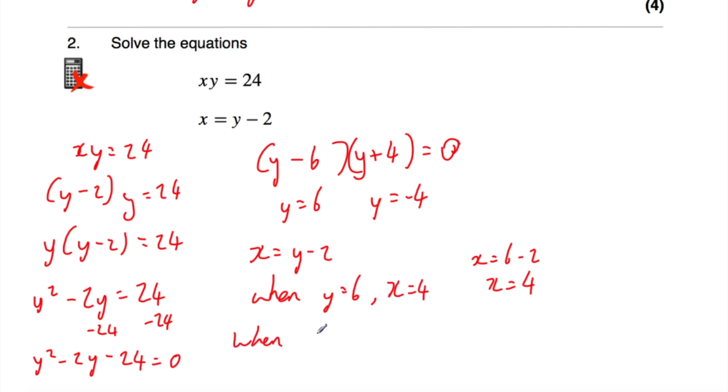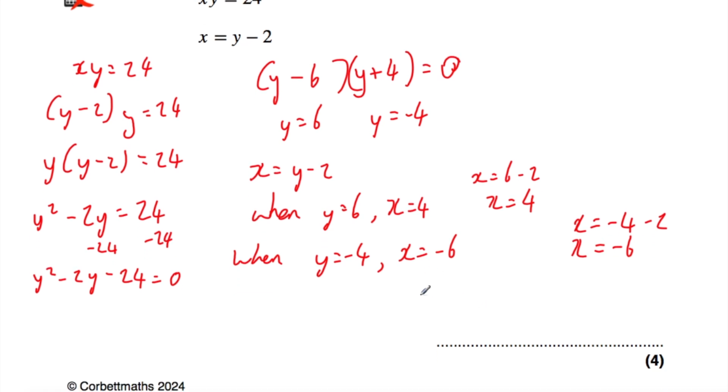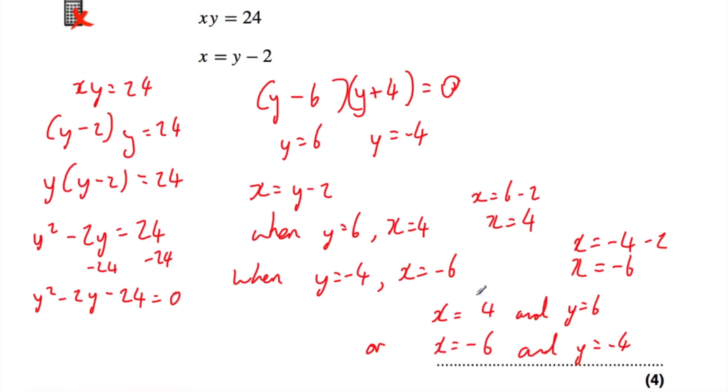When y is equal to negative 4, then we're going to have x is equal to y minus 2, so instead of y, minus 4, so minus 4 minus 2, and minus 4 take away 2 would be minus 6. So whenever y is equal to minus 4, x is equal to minus 6. So there are solutions, so let's write them down. I've just written down our solutions, that x equals 4 and y equals 6, and, x equals minus 6 and y equals minus 4.